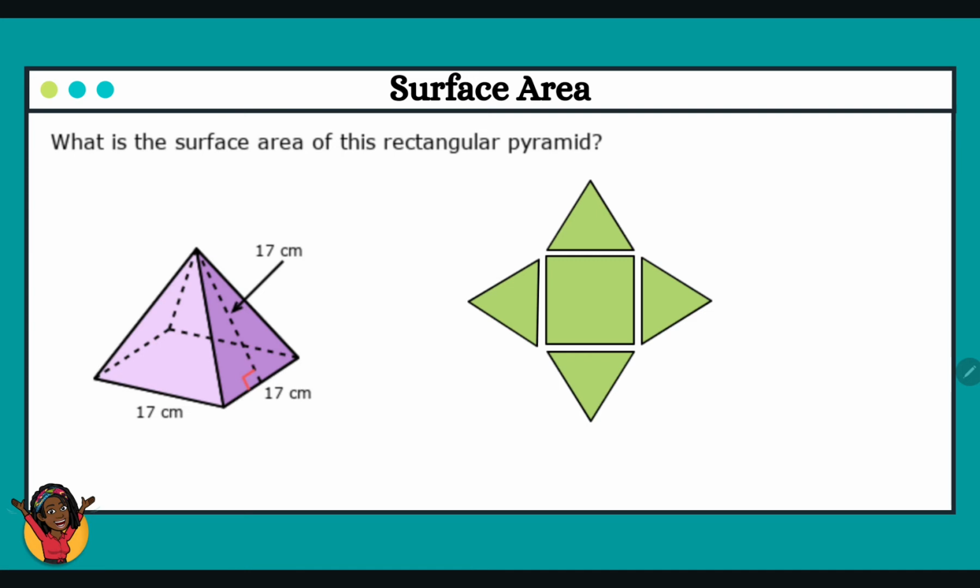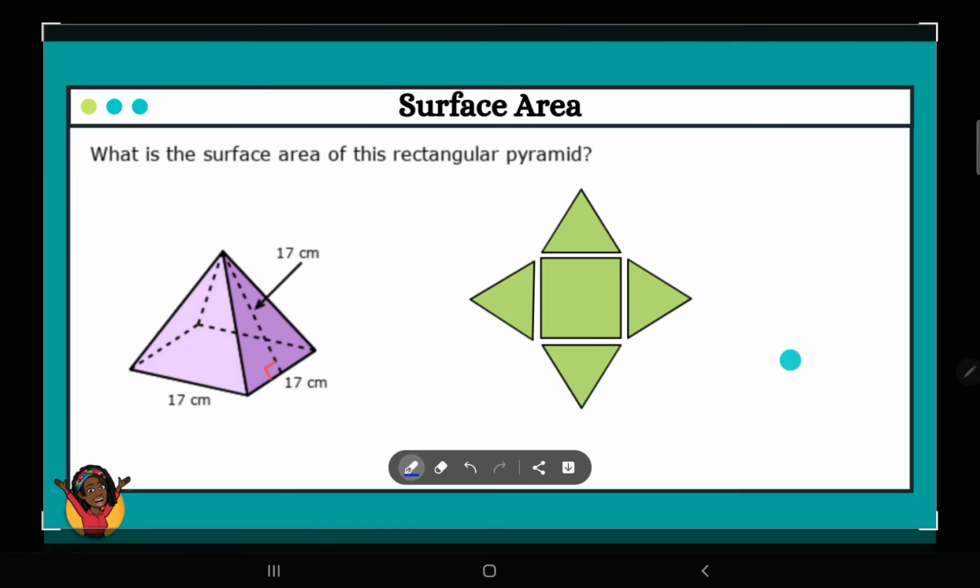Now let's take a look at our rectangular pyramid. So here we see that the base is represented using 17 and 17. So we know that this here would be 17 and so would be this. And then we see that the height of our triangle is 17. So let's go ahead and write that in. Okay, so here is 17. Here is 17. That means the base of the triangle would also be 17 because all of those sides are shared. And then the height here is also 17.